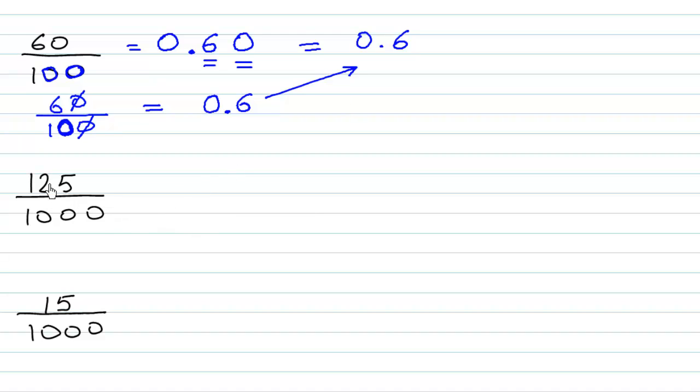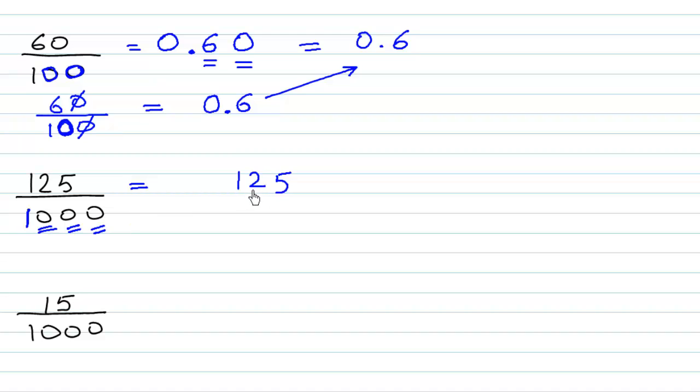Let us see how to deal with 125 upon 1000. We first write 125, the numerator part, and we see how many zeros there are in the denominator. 1, 2, 3. There are 3 zeros in the denominator, provided it starts with a 1, remember. Since there are 3 zeros in the denominator, where shall we put the decimal point? Over here? No. Over here? No. Why no? Because there is only one digit after the decimal point. We require 3 digits after the decimal point.